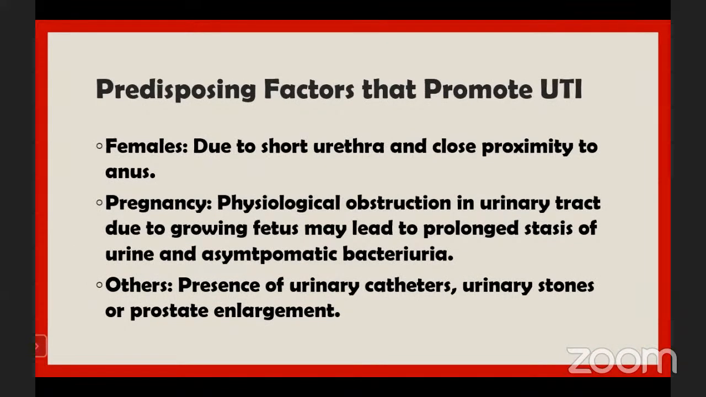Next one is the predisposing factors that promote urinary tract infection. Mainly, urinary tract infection occurs more commonly in females due to short urethra and close proximity to the anus, and in pregnancy also it is more common due to physiological obstruction in the urinary tract due to the growing fetus, and this will lead to prolonged stasis of urine and asymptomatic bacteriuria is seen. Others such as presence of urinary catheters, urinary stones or prostate enlargement will cause urinary tract infection.